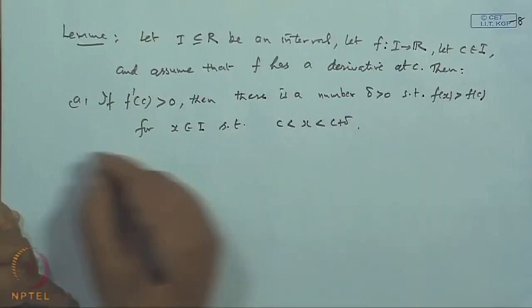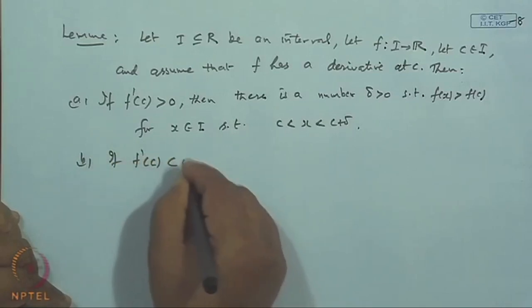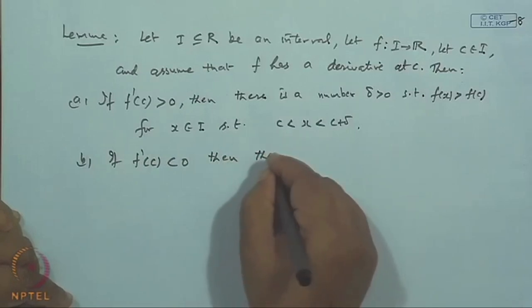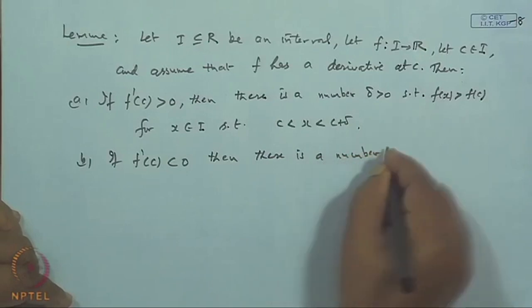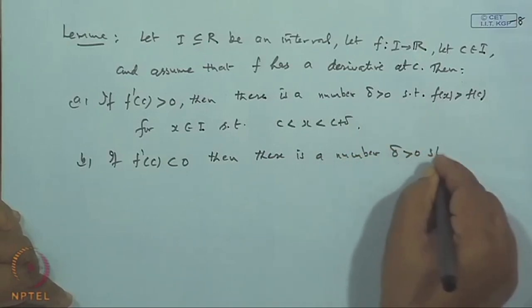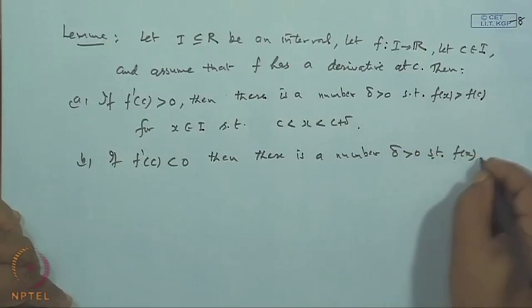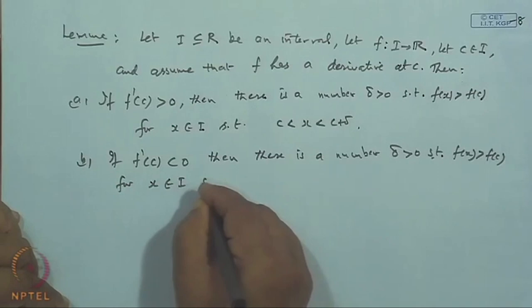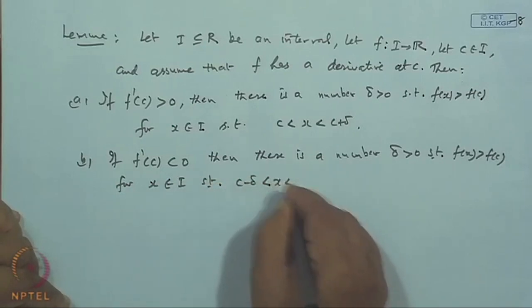And if f prime of c is negative, then there is a number delta greater than 0 such that f of x will be greater than f of c for x belonging to I, such that c minus delta is less than x less than c.